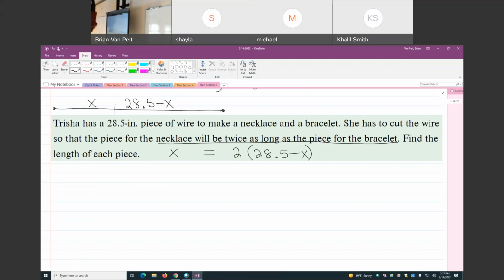Did you get that equation in? So then your answer came out in reverse, was it, or no? All right, so if you reverse it, it doesn't matter. You can put 28.5 minus X on the left, put X over here. You'll still get the right answers. All right, so let's see what happens when I multiply the 2 through. I get 57 minus 2X. That equals X. What would we do next?